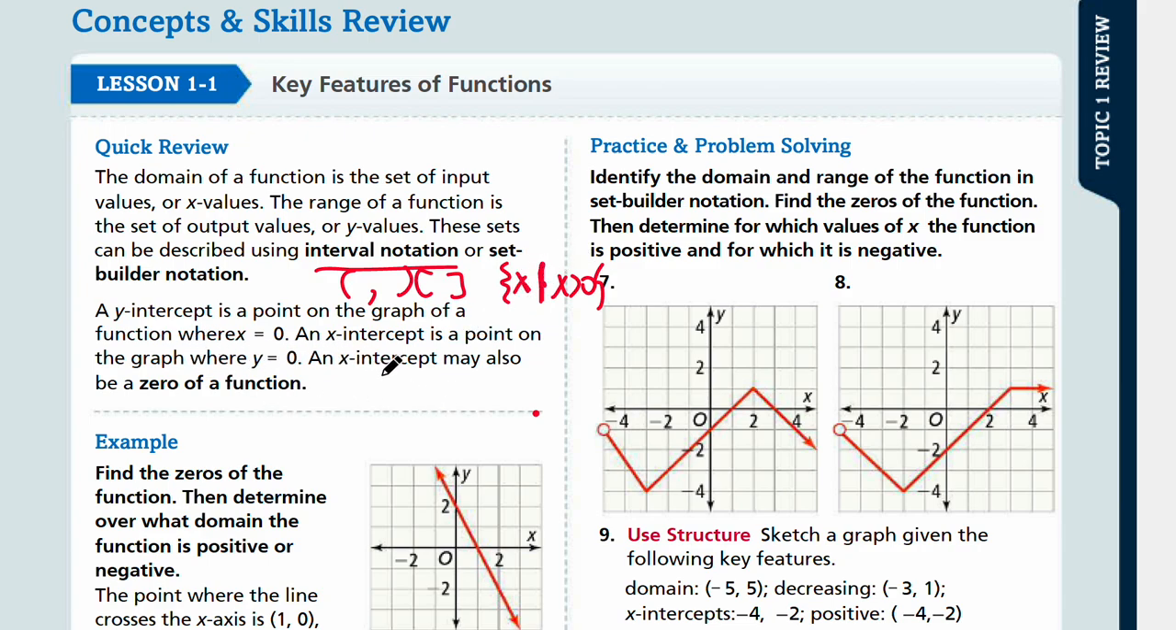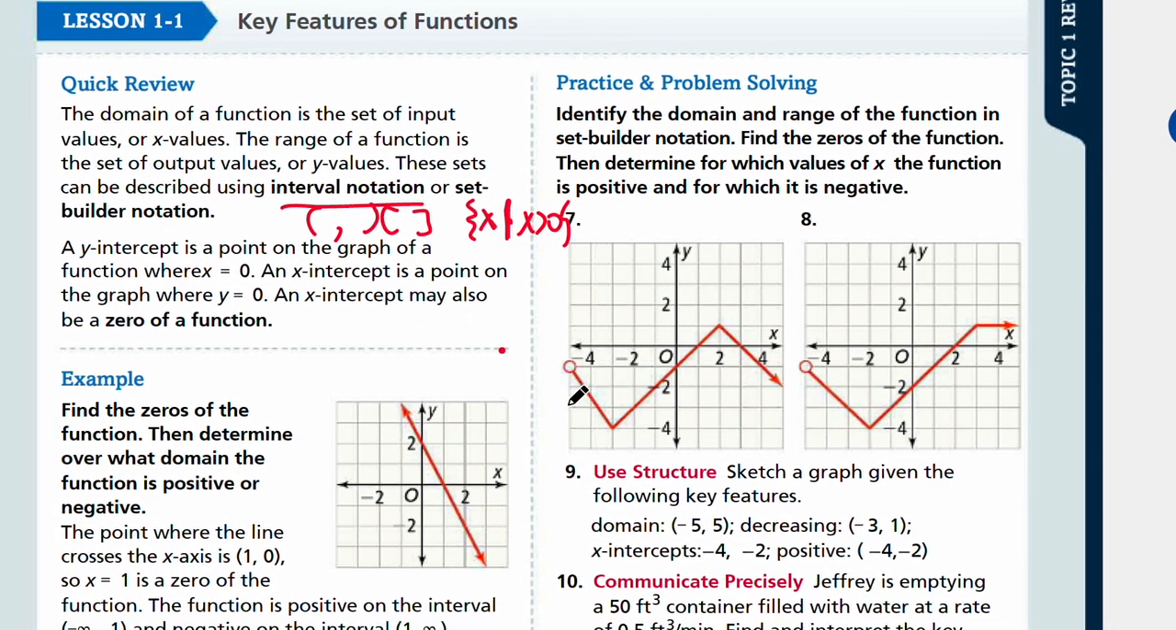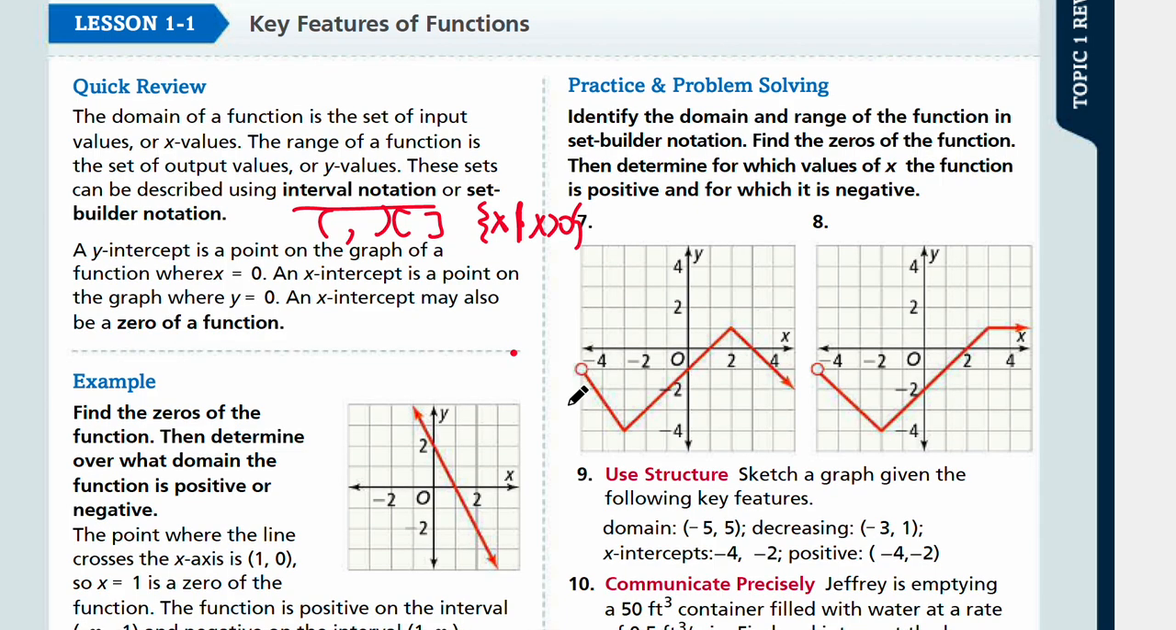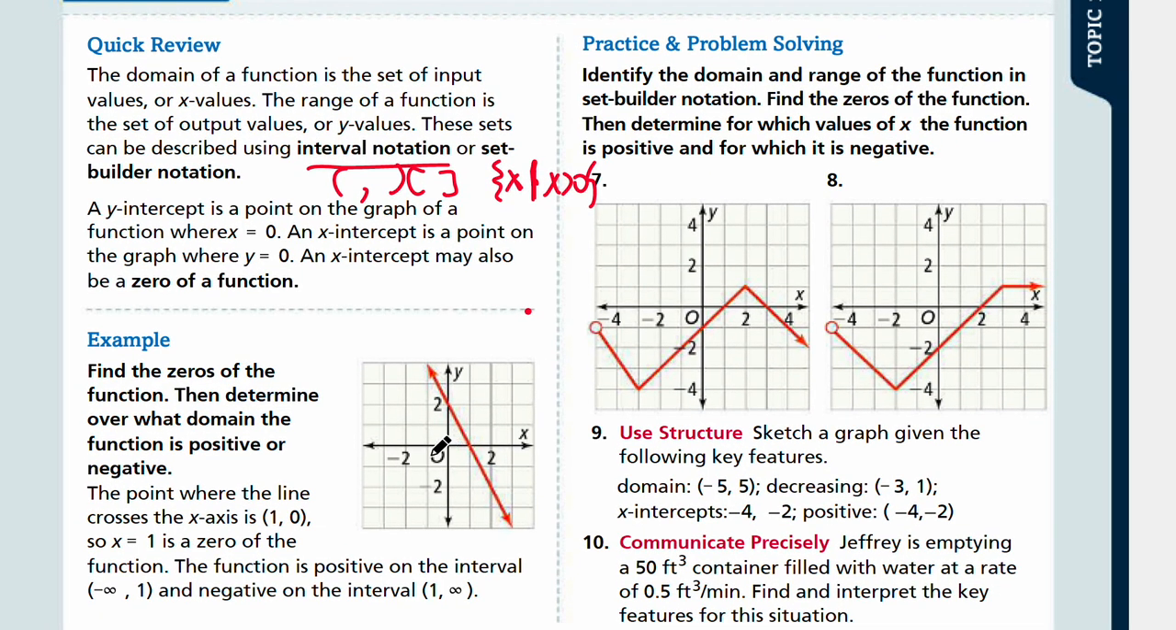A y-intercept is a point on the graph of a function where x is equal to 0. An x-intercept is a point on the graph where y is equal to 0. An x-intercept may also be a 0 of a function. So these definitions are very basic, but if you don't know these definitions clearly, then it's really hard to understand important key topics. Key concepts. Let's look at the example.